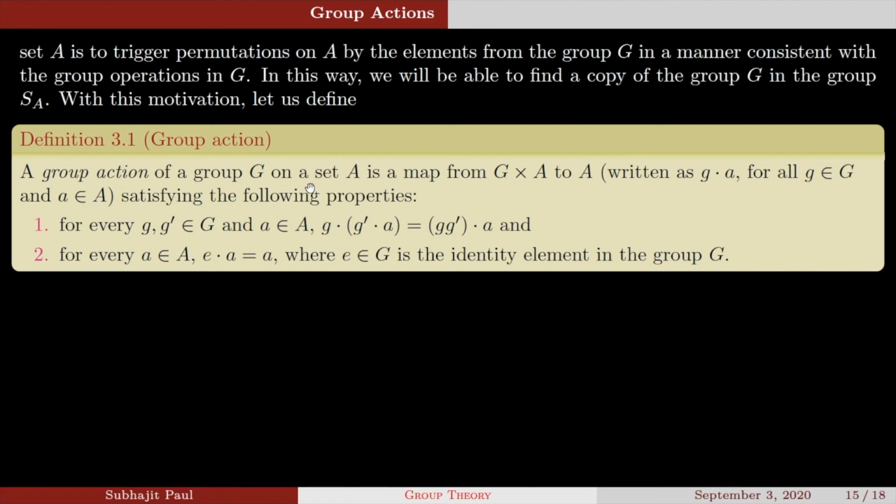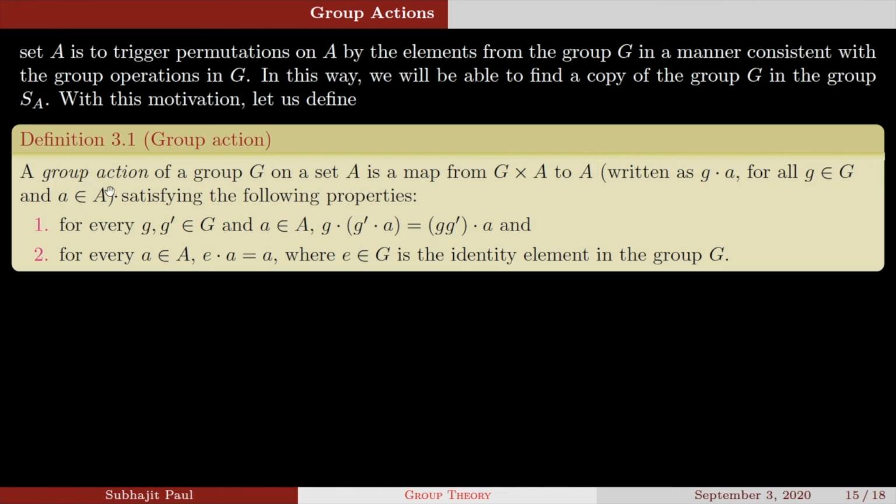A group action of a group G on a set A is a map from G cross A to A. So I take an element g and act with it on an element from the set A and get back an element in A itself. Now understand, there is no structure in A. A is a simple non-empty set. We do not expect A to have any structure in it. What we are looking for is a copy of G in the group of permutations on A. So G is a group, it has a group structure, and it is trying to impose its structure on the group S_A, the group of permutations on A.